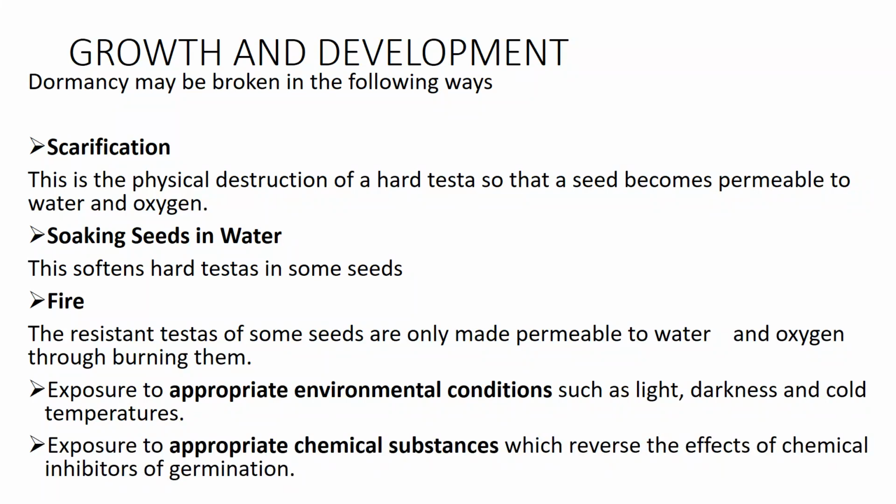Finally, exposure to appropriate chemical substances which reverse the effects of chemical inhibitors of germination. Okay, so for dormancy which is facilitated by some chemicals such as abscisic acid, if you can give the seed some chemicals which can reverse the effect of such chemicals, I mean the chemicals that facilitate dormancy, then you can break dormancy. Sorry, dormancy. I keep on saying dominance. Dominance is something else. Dormancy.